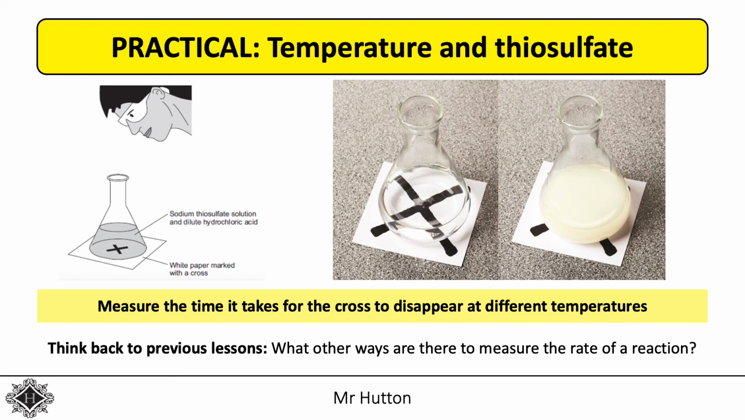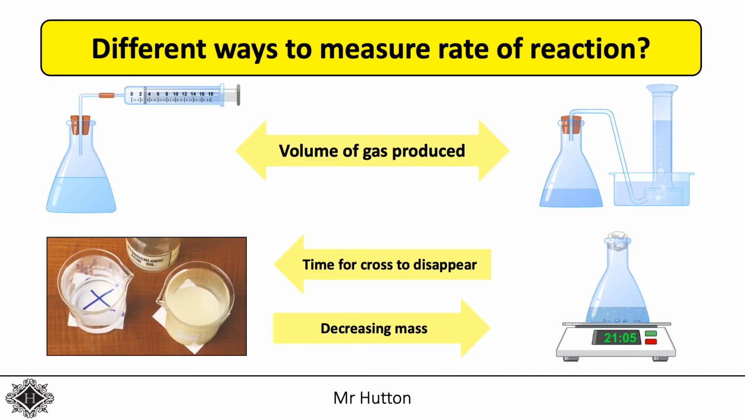Right, so thinking back to that first lesson we did on measuring rates, what other ways are there that we could measure rate of reaction? Just think back now and see if you can remember. Good, so hopefully you've come up with these. Measuring the volume of gas, that was the first one we looked at in that first lesson, and there's two ways to do that. You could have your gas syringe on the left there, or you could have the gas coming through into an upturned measuring cylinder.